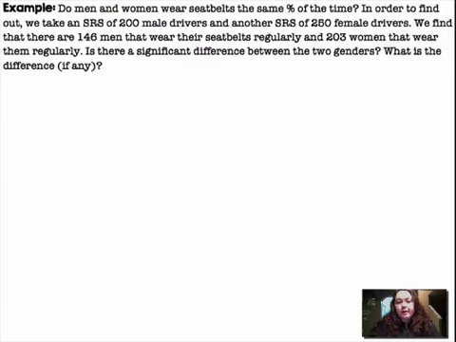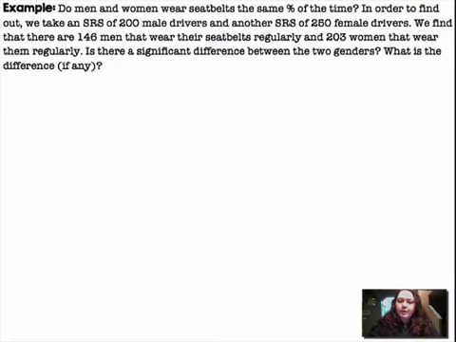In order to find out, we take a simple random sample of 200 male drivers and another simple random sample of 250 female drivers. We find that there are 146 men that wear their seatbelts regularly and 203 women that wear them regularly. Is there a significant difference between the two genders? What is the difference, if any?